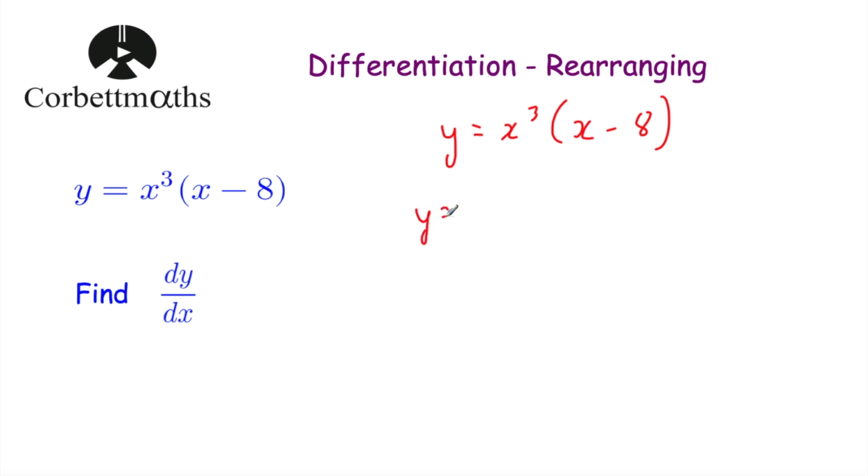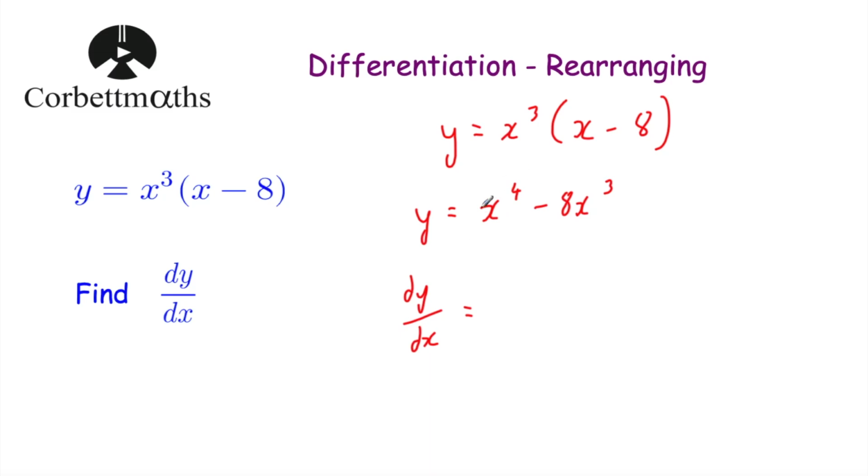So we're going to multiply everything in the bracket by x cubed. It means that y would be equal to x cubed times x, which is x to the power of 4, and then x cubed times minus 8, which is minus 8x cubed. So we've expanded our brackets, now we just need to differentiate. So dy by dx would be equal to, we bring down the power and reduce the power by 1, and we do it for each of the terms separately.